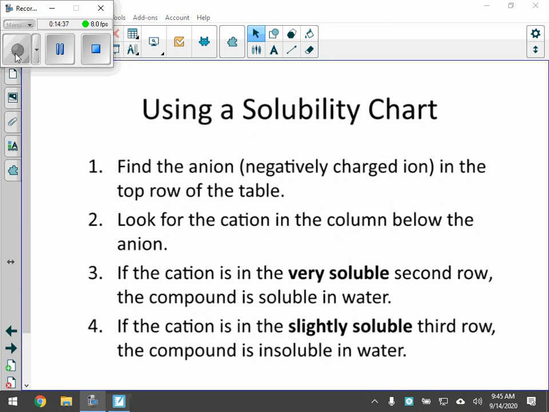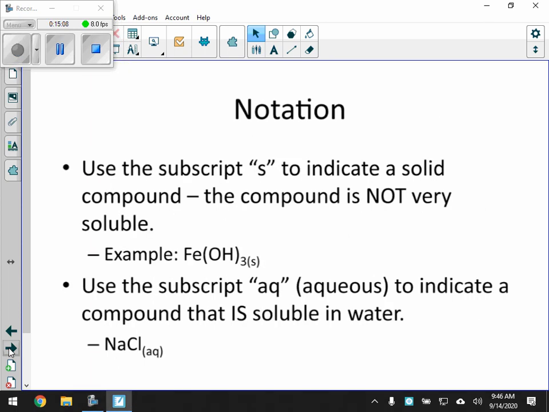We're going to review anyway, so we're going to have solubility periodic tables out. We're going to flip them over to the back side and look at the top right. That is our solubility chart. We are going to find the negative ion in the top row of the table, and then we're going to look for the cation and decide if it's very soluble or slightly soluble, and that'll decide what kind of compound we have here. So we have some examples here, so we'll do that.